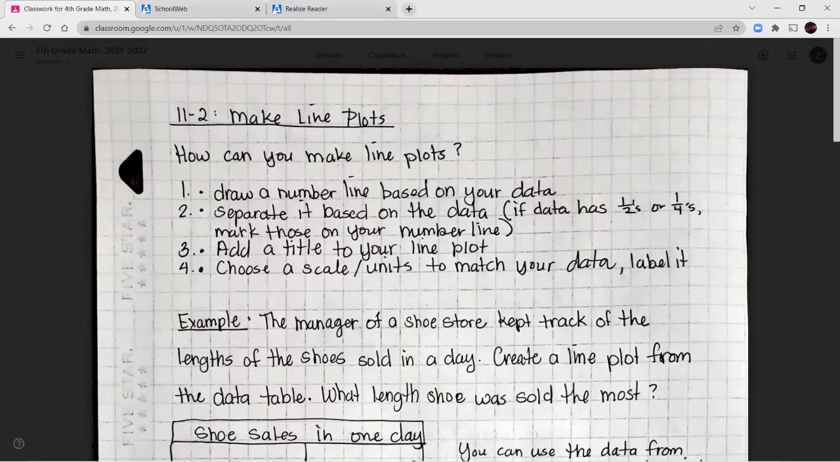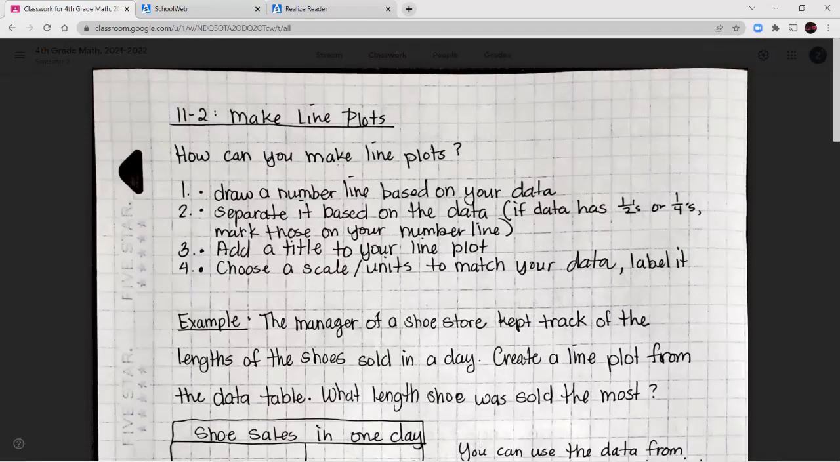So first, you need to draw a number line based on your data. To figure out which numbers you need to go from, look at your smallest data point and your largest data point, and then that'll help you figure out how to space apart your number line. You can either make it starting from the smallest number to the biggest number, or you could start a little bit smaller than your smallest number and go up a little bit bigger than your biggest number.